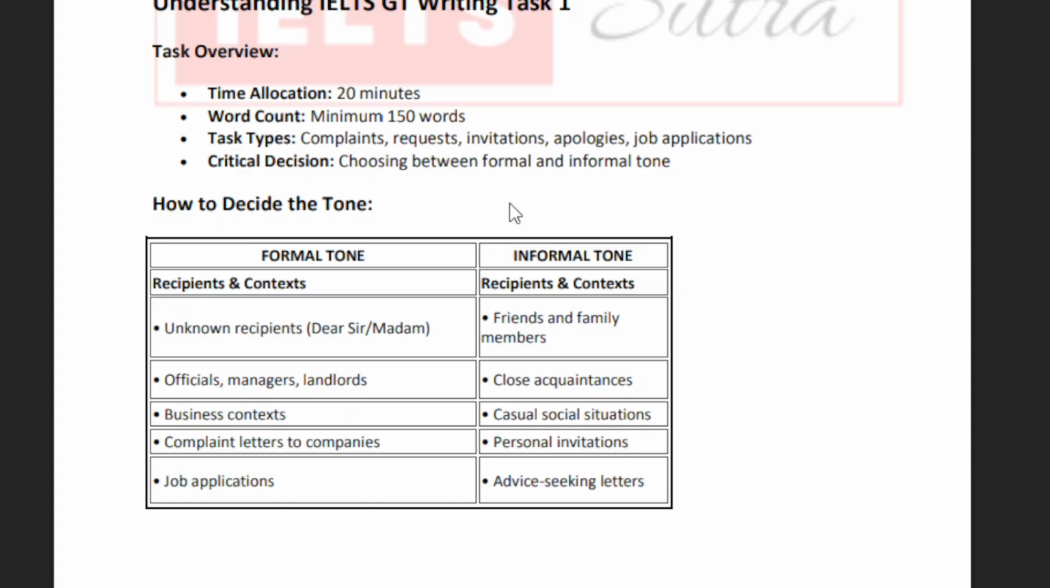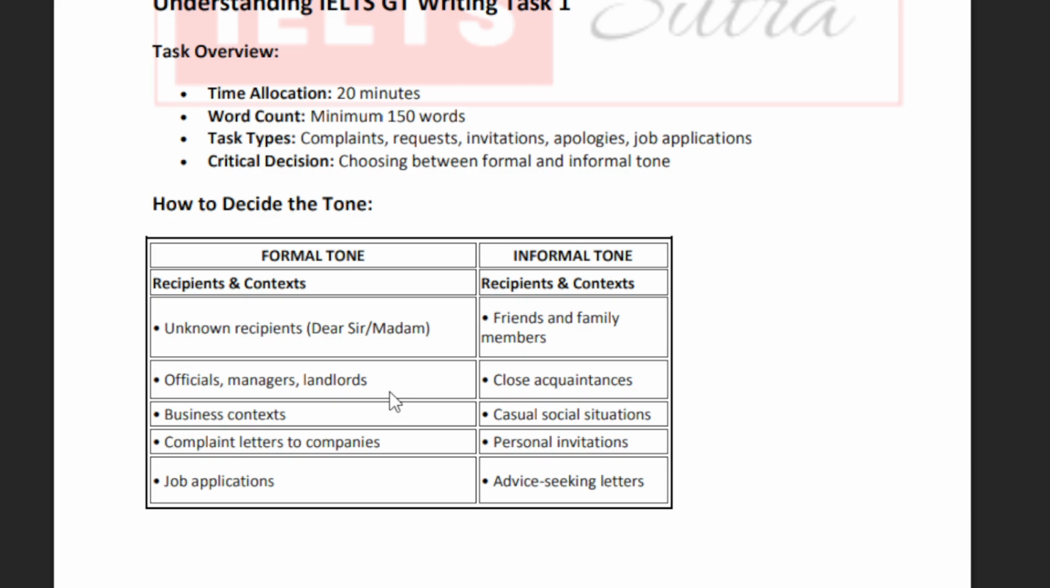For example, for unknown recipients, if there is somebody who you don't know, then obviously you will choose formal tone where the salutation will start with dear sir or dear madam. On the other hand, in case of your friends or family members with whom you have a very close acquaintance, then obviously you will use informal tone. If you're writing your letter to officials, managers, landlords, you will choose formal tone. On the other hand, for close acquaintances, like maybe friends of friends, or somebody who you know, or somebody who you meet on a daily basis, it's going to be informal tone.